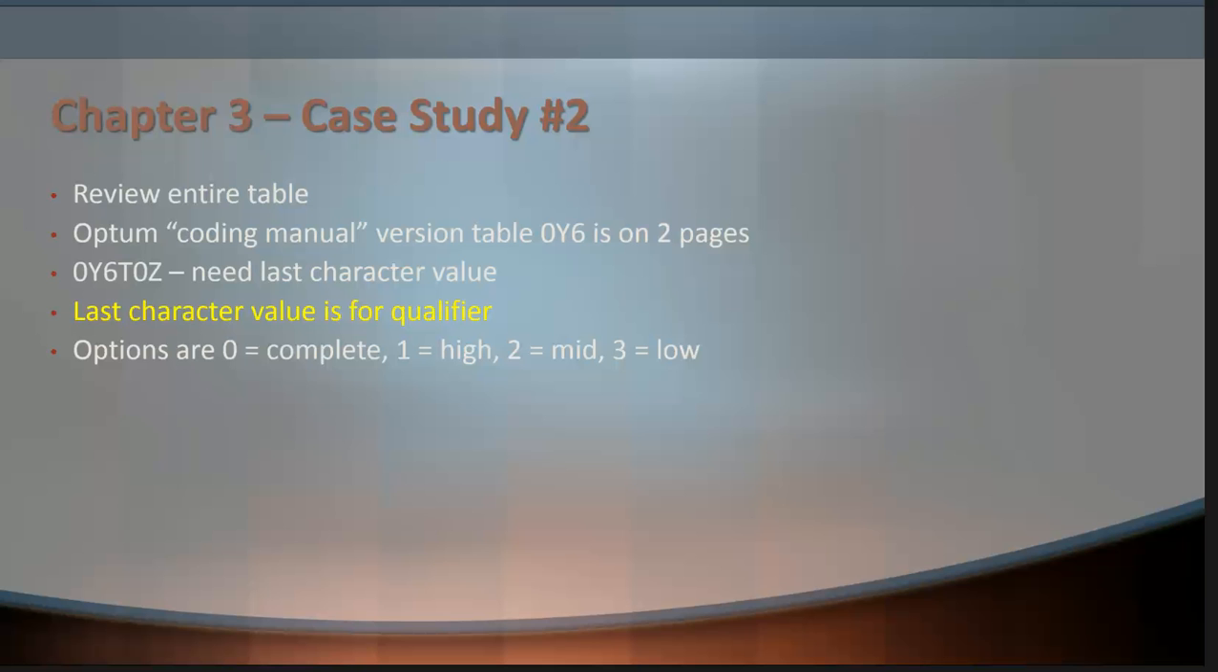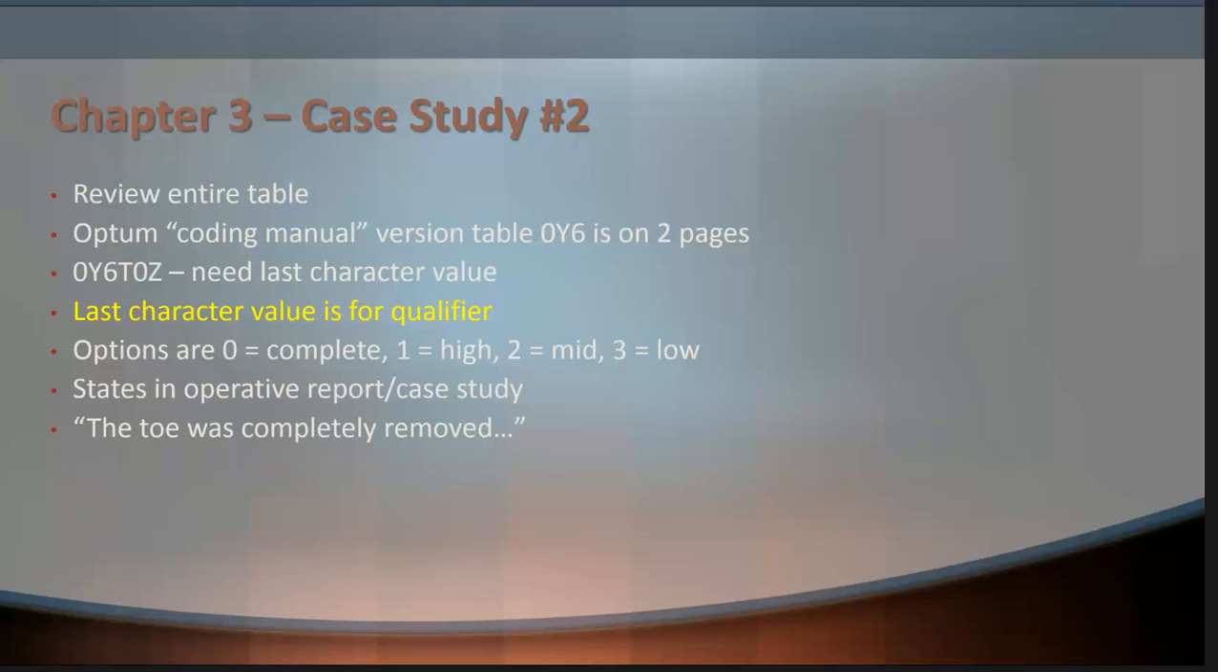Depending on which publisher you have, which version you're using, your 0Y6 table may be on 2 pages. Typically in the AHIMA version of the coding manual, if a table is going to go over onto the next page, there's red bold font at the bottom saying continue on the next page or something like that. So you want to make sure if you have a table that's on more than 1 page that you're looking at the full table before you're making your decisions.